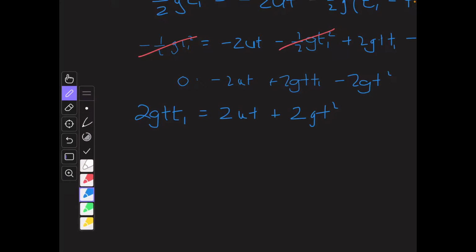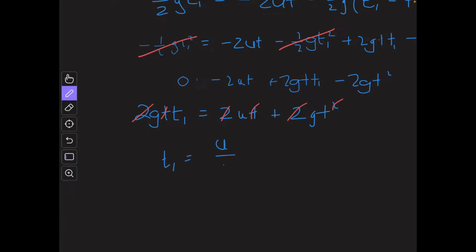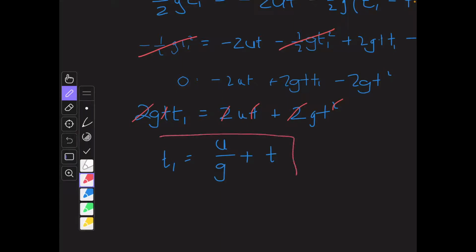I'll just do this with a red. They all cancel. And then I'm going to divide by t. So the t's all cancel. And I'm going to divide by g. So I'll get left with T1 equals u over g plus t. Hey, I'm almost done. So that's the first part.